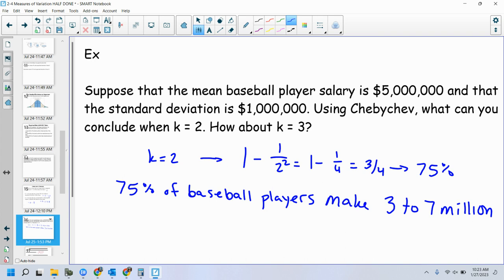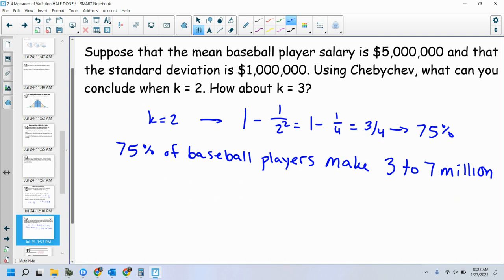Now, if this was normally distributed, that would still be true. But now I could increase that value to say 95% of baseball players make within $3 to $7 million. Does that make sense? So Chebyshev's theorem is a lower, it's like less confident. You know what I mean? If you're using normally distributed or bell-shaped curve, then you can say a little bit more percent falls within there.